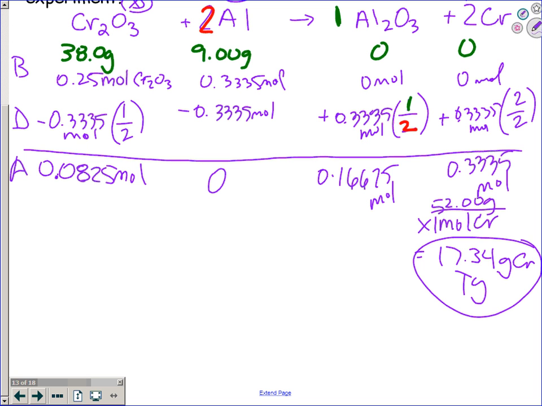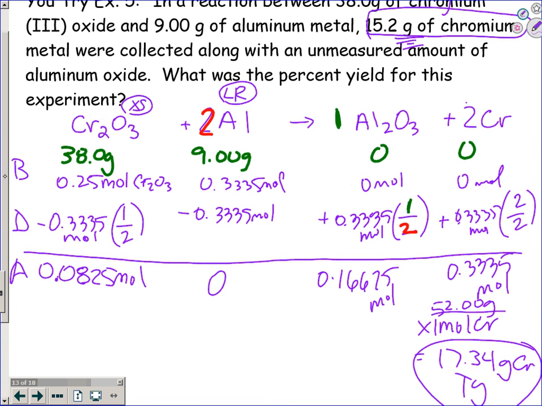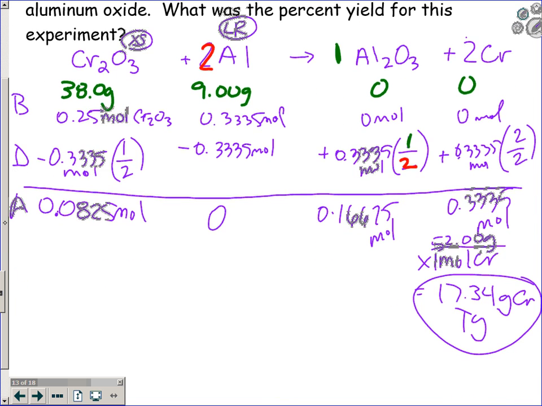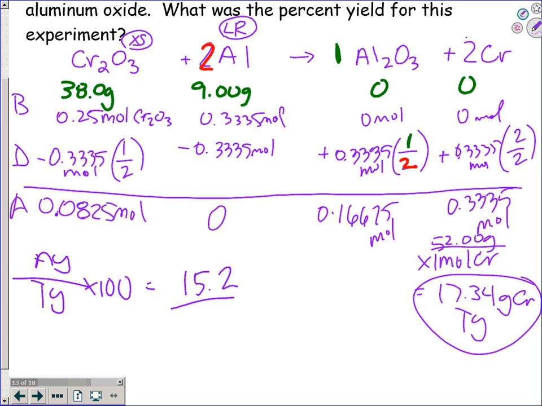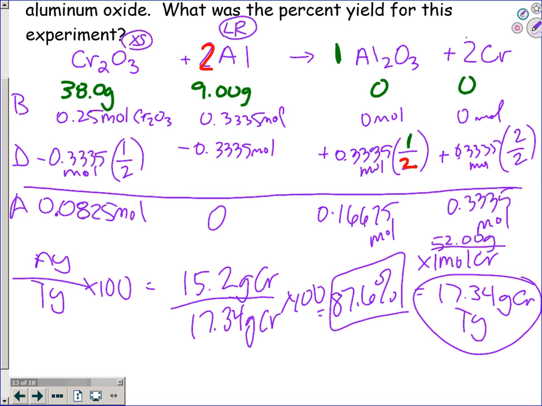Theoretically, if I made exactly what I need to make, that's how much I would make. And like I said, theoretical yield is calculated via stoichiometry. If the actual yield was 15.2, how do I do percent yield? Actual yield over theoretical yield times 100. So that's 15.2 grams of chromium divided by 17.34 grams of chromium times 100, and what percentage? 87.6. I would totally take that on my lab. That's pretty good. It's not 50% yield, right? That's a pretty good yield. So what you're guessing is that a higher yield would be better.